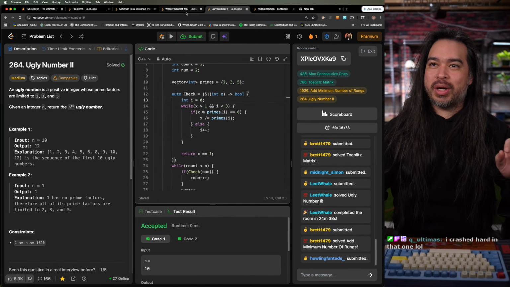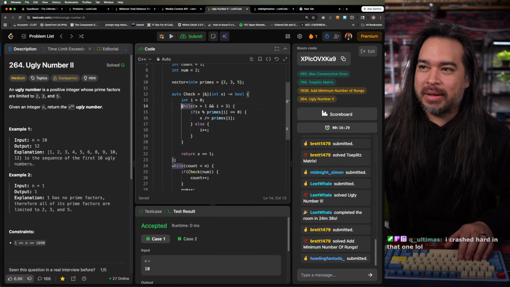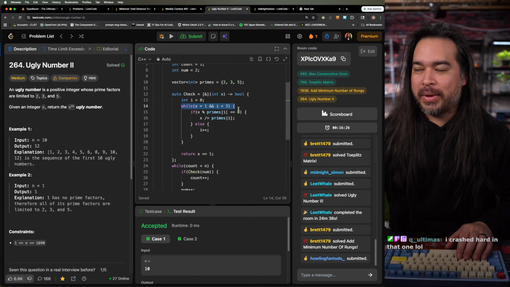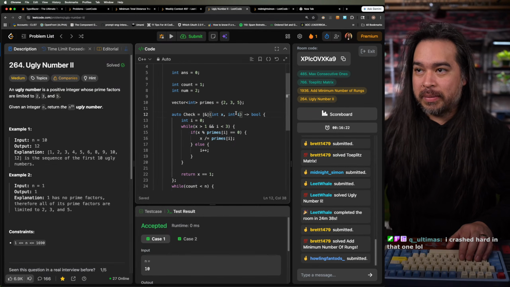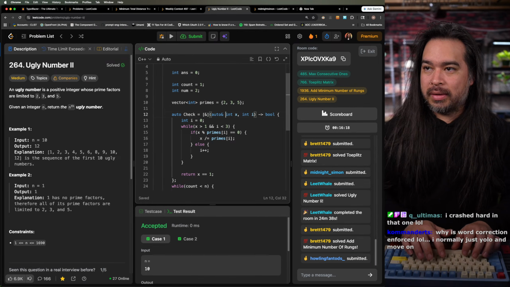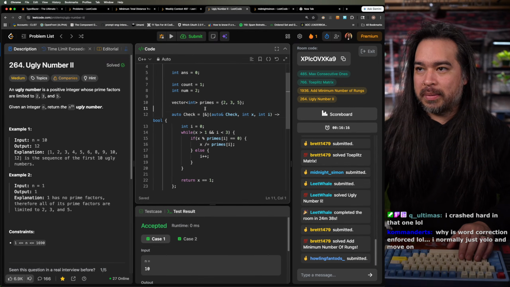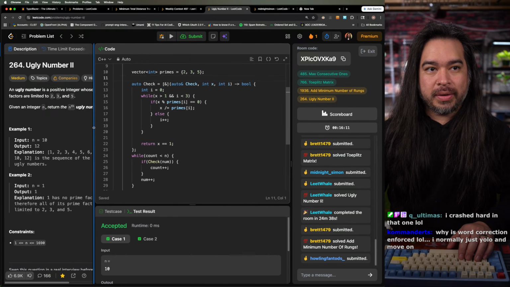Alright, back to the problem we're doing. We're doing ugly number, but I'm thinking maybe we can do something to make this better with some caching, but I'm not sure.